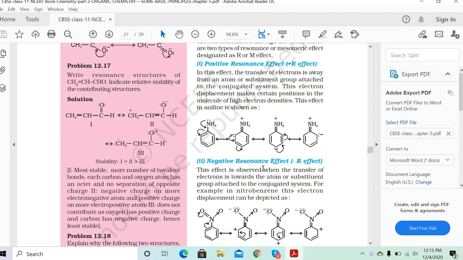Draw all four resonance structures of the aniline now. We'll discuss how the positive resonance effect occurs. Okay, then I'll explain to you. First draw the figure, then I'll explain to you.